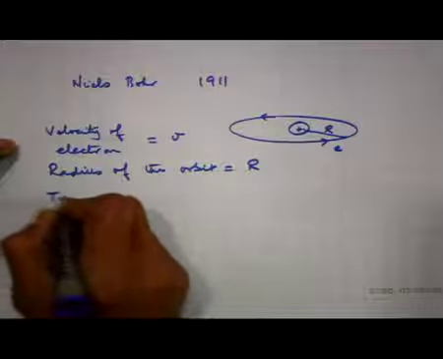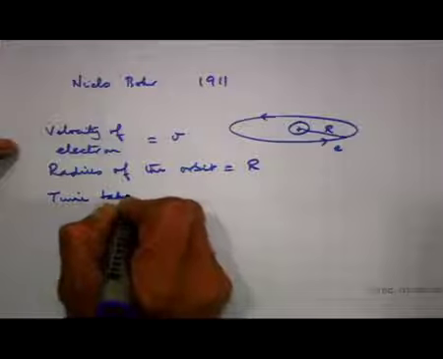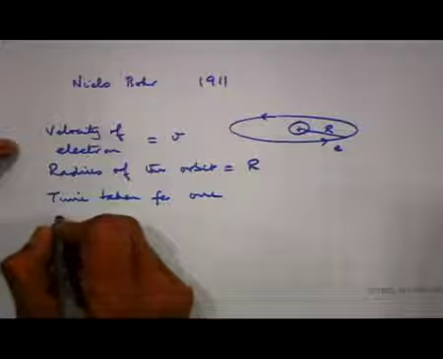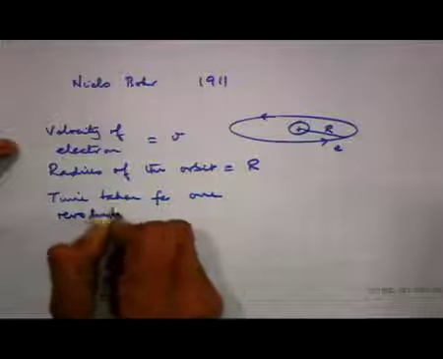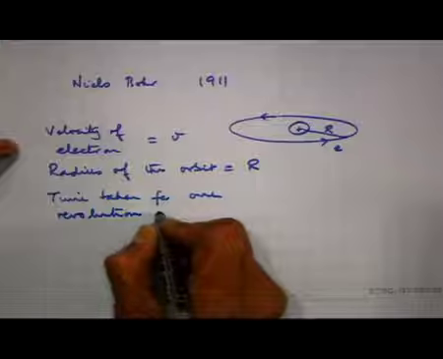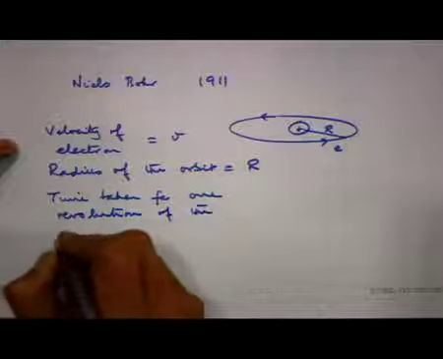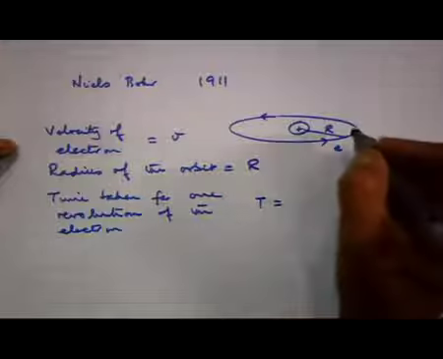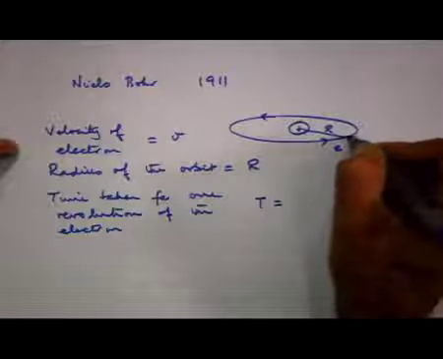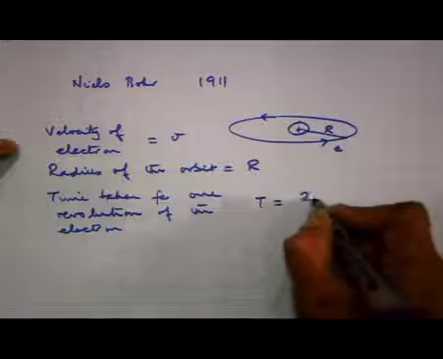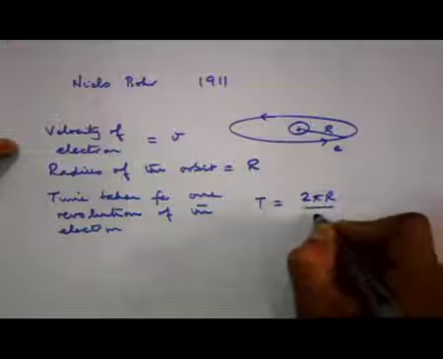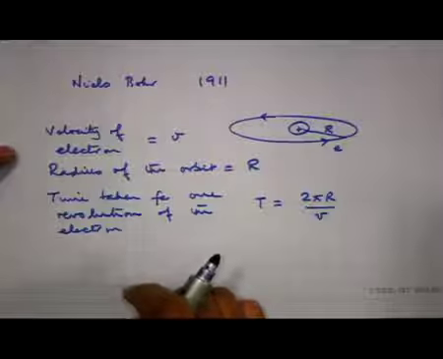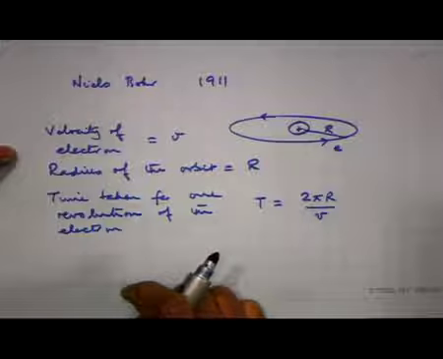So, the time taken for one revolution of the electron, t, is equal to... if the electron starts from here and goes one full circle, it has travelled a distance 2 pi r with a velocity v. So, the time taken is 2 pi r by v. So, the time taken for one revolution is 2 pi r by v.